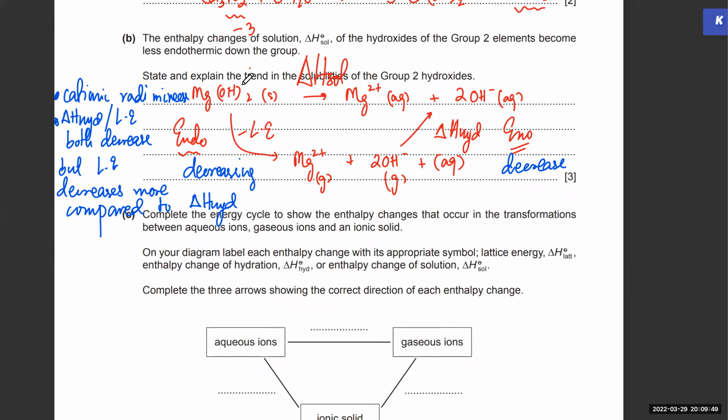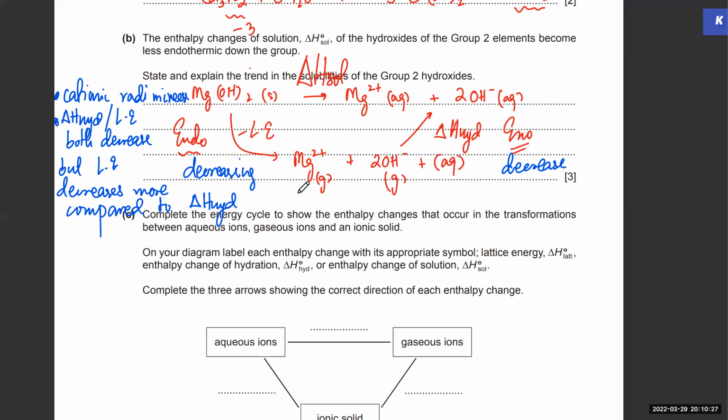And the other question is about sulfates. Sulfates become less soluble down the group. In that case, the same thing happens. When sulfates dissolve down the group, lattice energy decreases as well as hydration. Both of them decrease. But in that case, sulfates become more insoluble. That means overall enthalpy of solution is becoming more endothermic. So hydration decreases less compared to lattice energy. In that case, lattice energy would decrease more compared to enthalpy change of hydration.